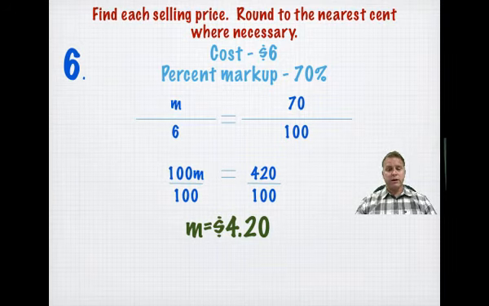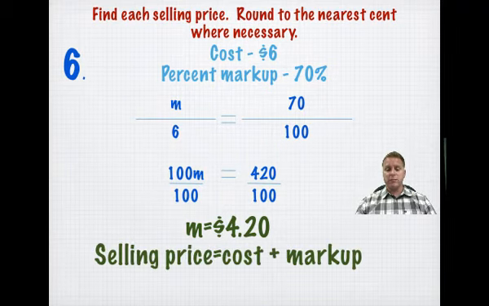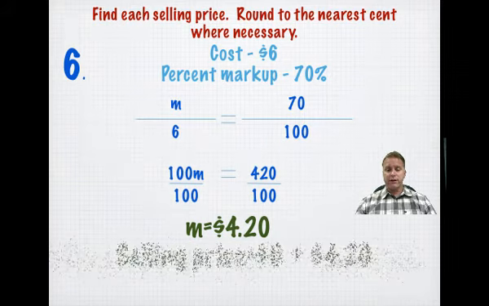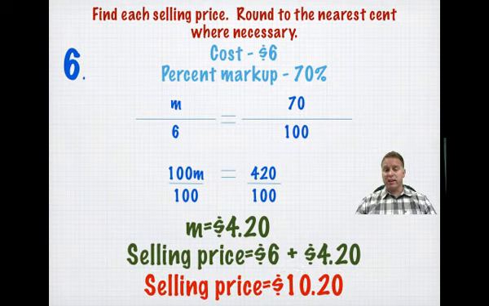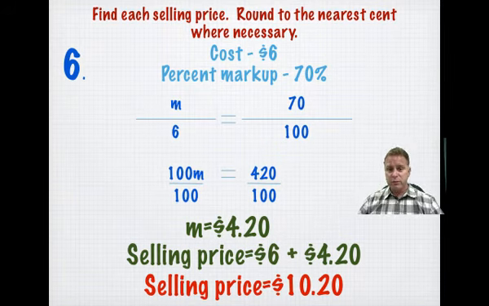Hopefully you're saying, no, wait a second, Mr. Gore, that's not the answer, because we have to take the selling price is equal to the cost plus the markup. So we have 6 plus $4.20 gives us a selling price of $10.20. Notice if you forget to add those together, that your markup is actually less than your cost. So if you forget to do that, you're going to be selling it at a loss. You're basically giving it away. Not a good thing to do if you plan on being in business very long.